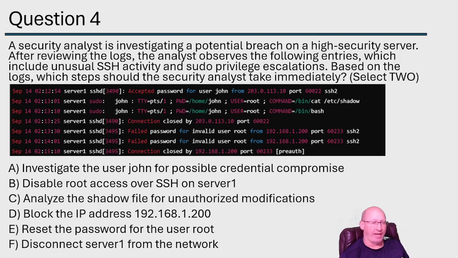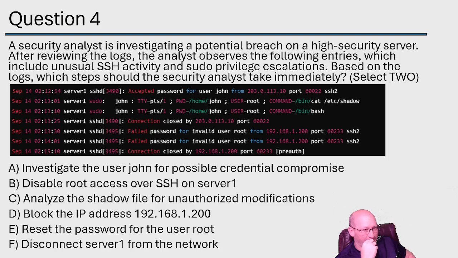So based on that, what happened? Well, not what happened, but what steps should we take? A, investigate user John for possible credential compromise. I mean, I don't think we need to investigate. I think we're pretty sure that that's exactly what happened. And so A would be an answer, right? I would definitely say A, 100%. Okay. B, disable root access over SSH on server 1.